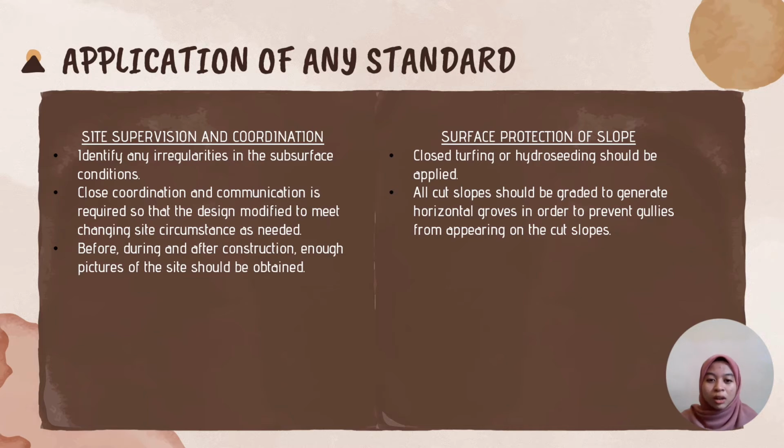Next is site supervision and coordination. Supervision personnel should have sufficient knowledge and experience in geotechnical engineering to identify any irregularities in the subsurface condition. For example, the soil types, surface drainage, groundwater wicks, plants, and others that differ from those anticipated and adopted in the design. Close coordination and communication between the design engineers in the office and the supervising engineers is required so that the design may be modified to meet changing site circumstances as needed. This should be done properly during construction to avoid failure and needless corrective work over the slope's service life.